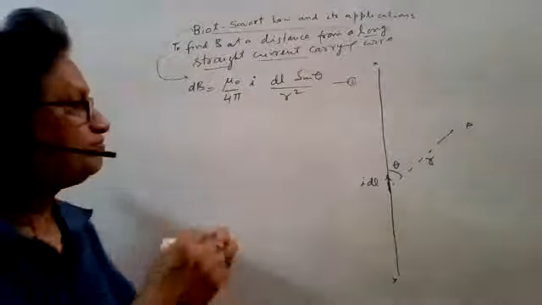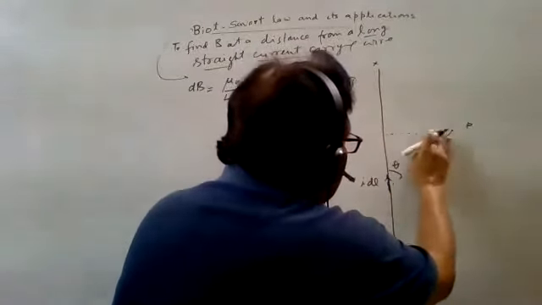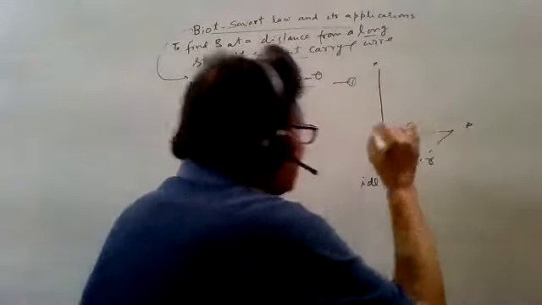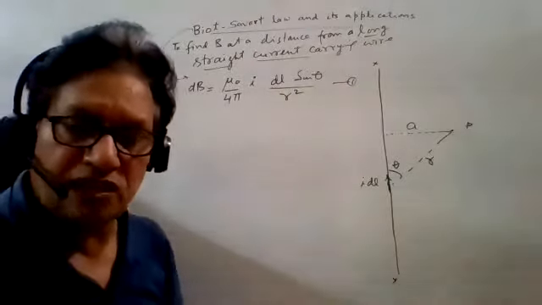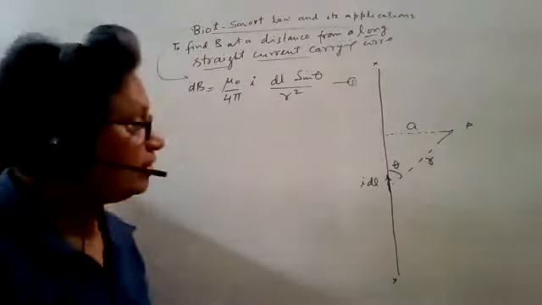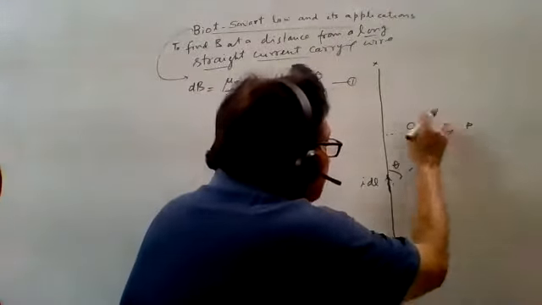Now let us say, suppose here from this wire, this is the perpendicular distance a. This is the perpendicular distance a. Let this angle be phi. This angle is phi.